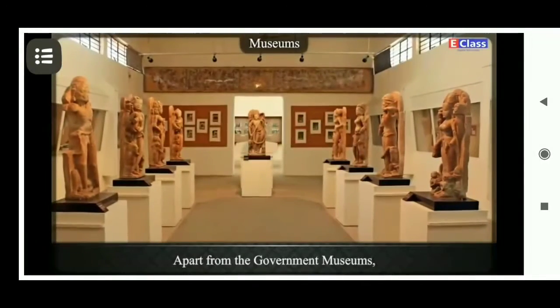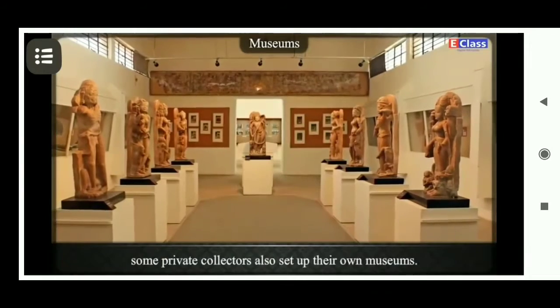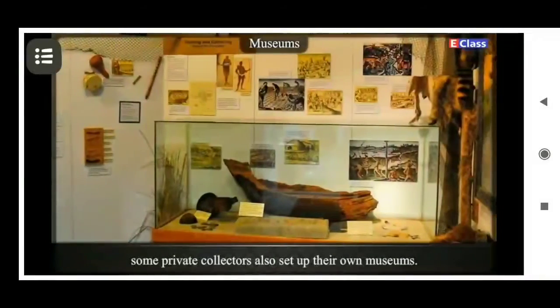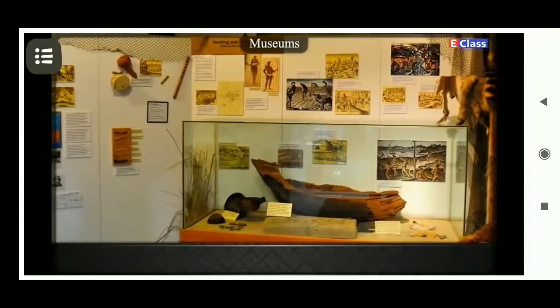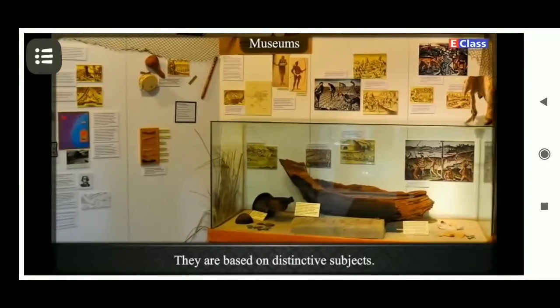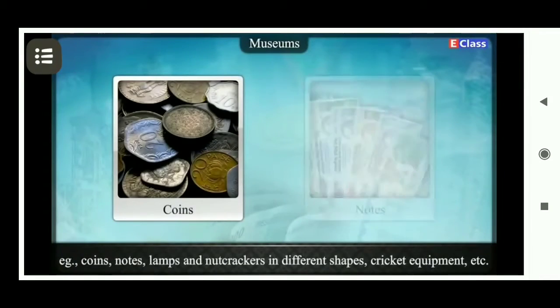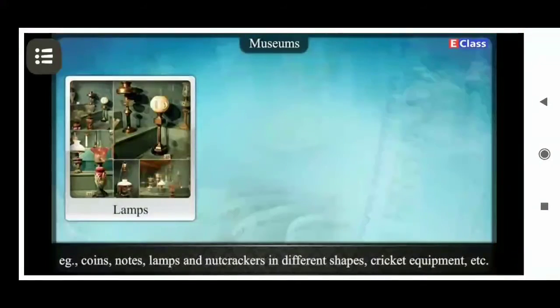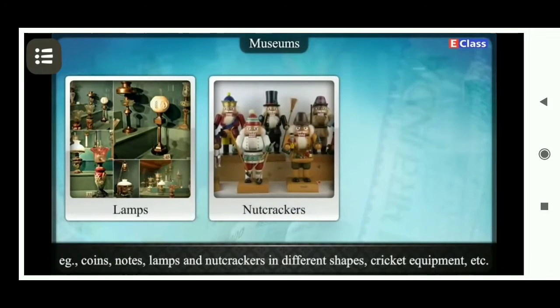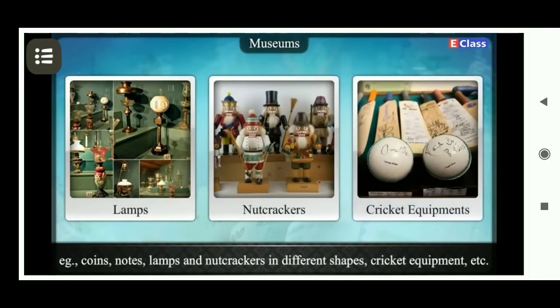Apart from the government museums, some private collectors also set up their own museums. They are based on distinctive subjects. Example, coins, notes, lamps, and nutcrackers in different shapes, cricket equipments, etc.